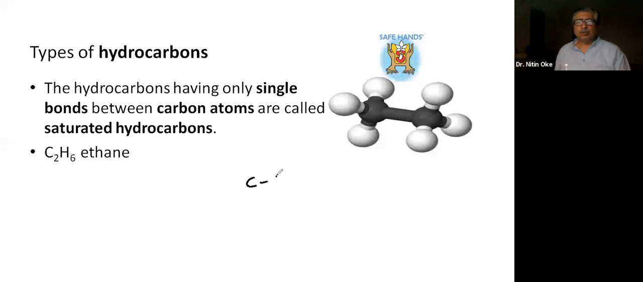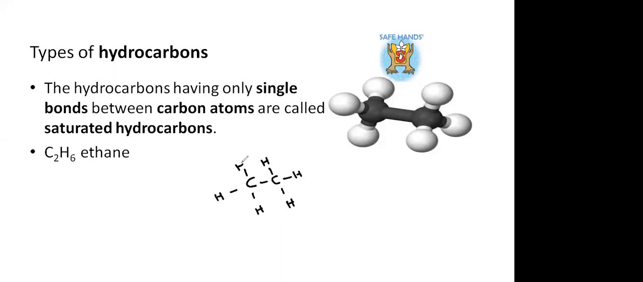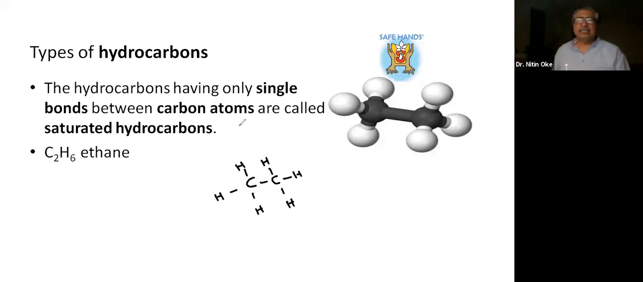Carbon is attached to one carbon. Now there are three places vacant, so the hydrogen will be over there. And again, three places will be vacant, so hydrogen will be there. So this is the way the ethane molecule is shown.